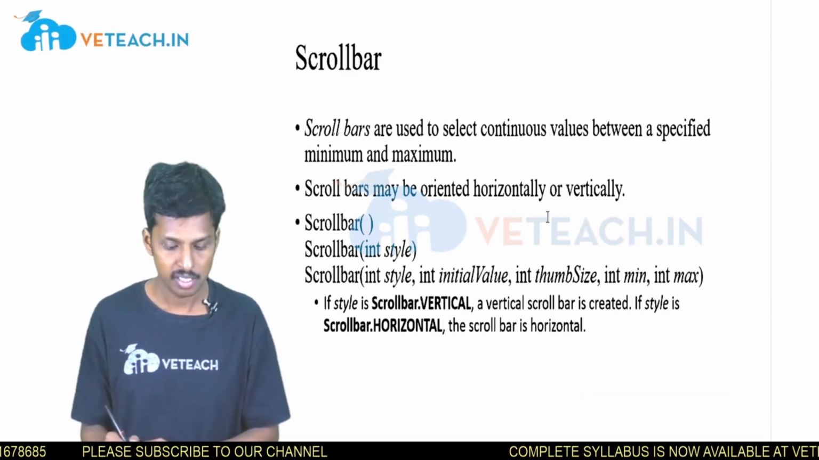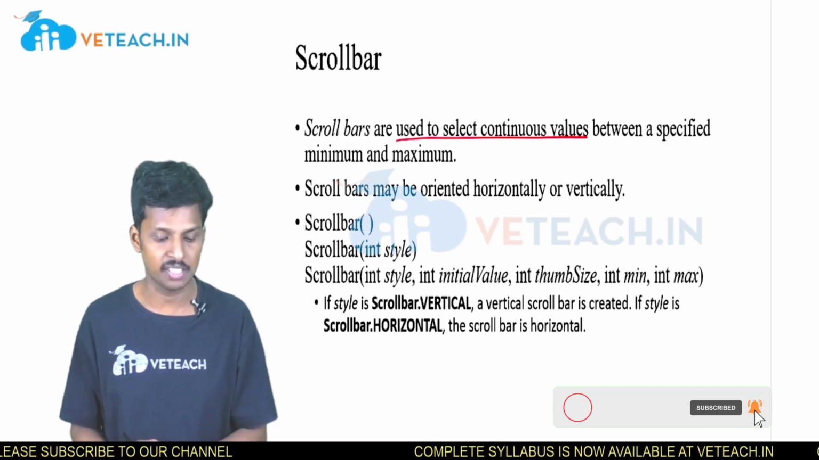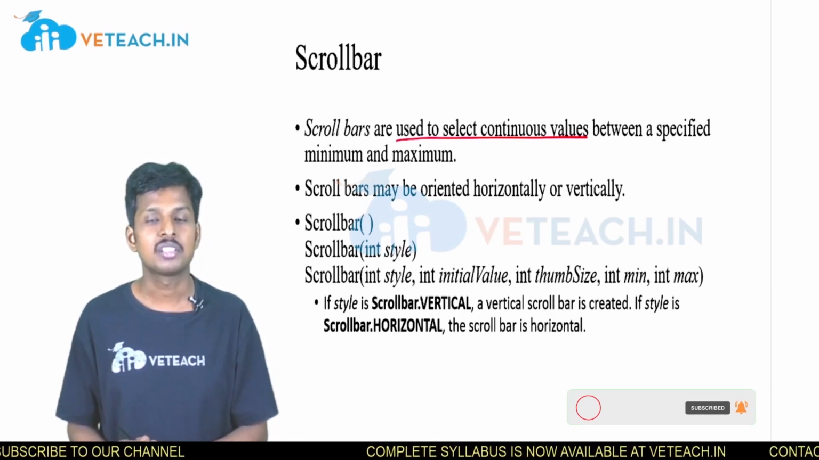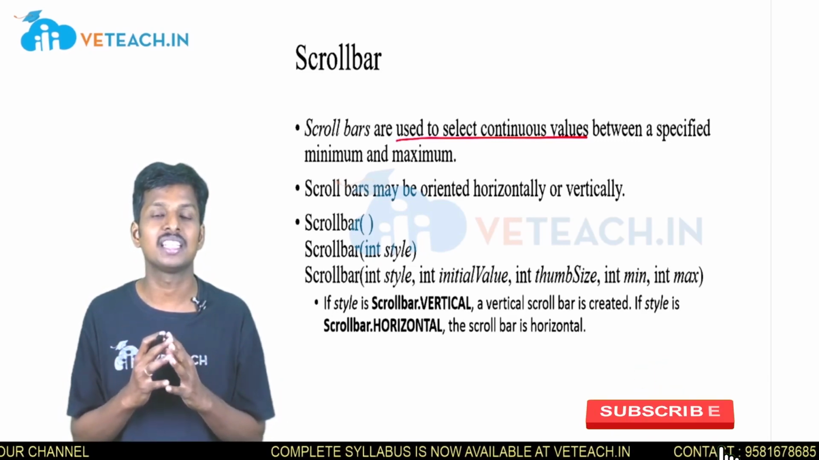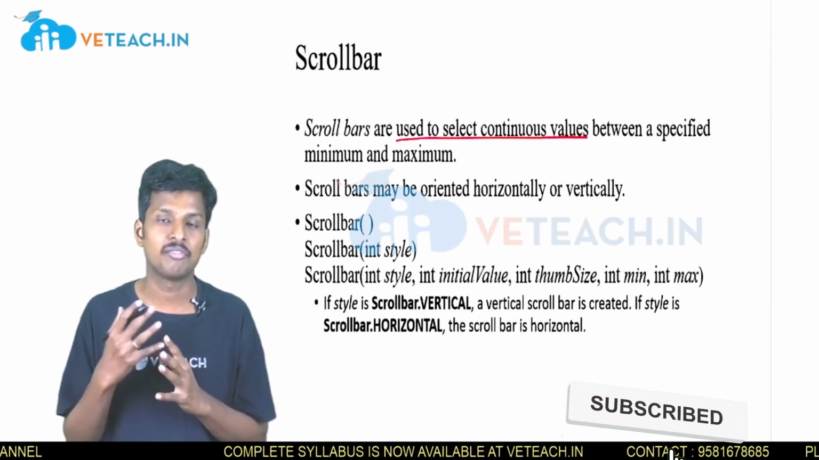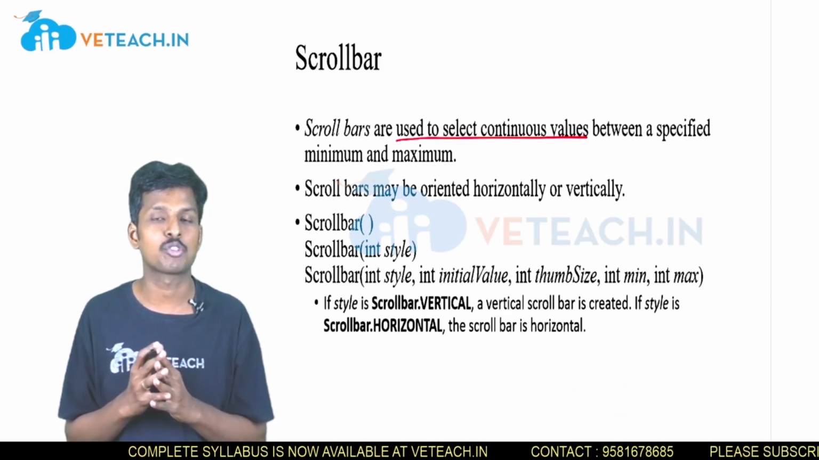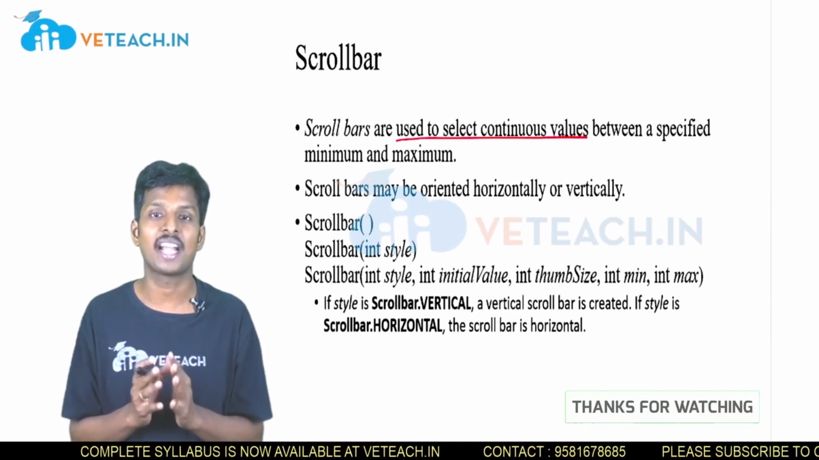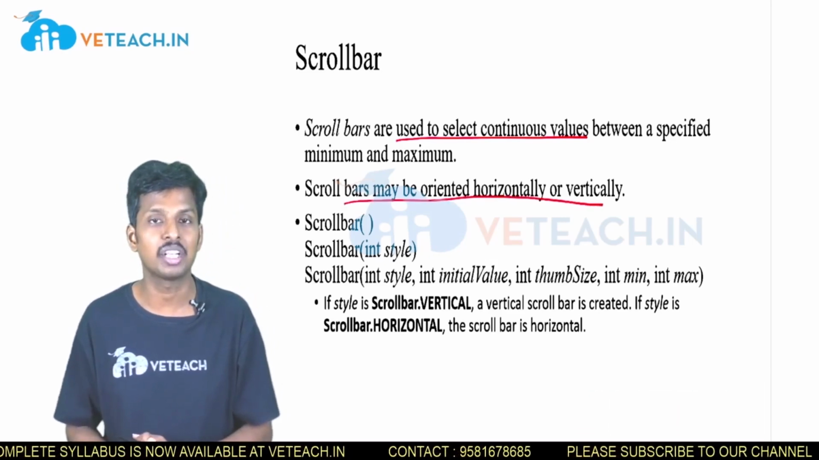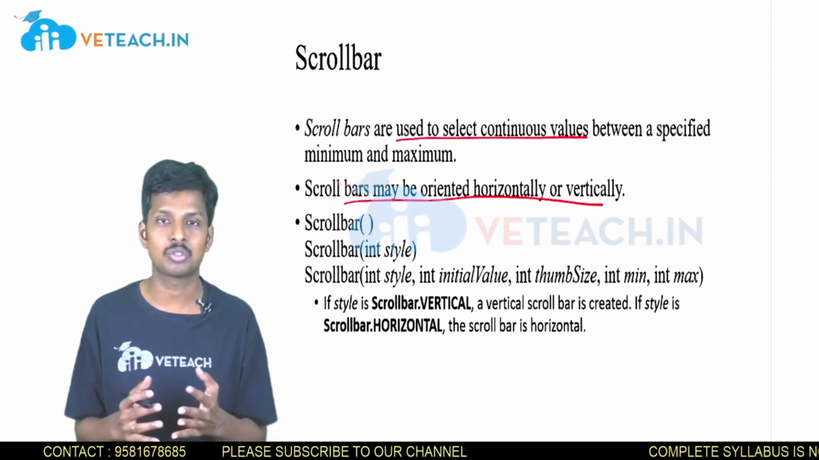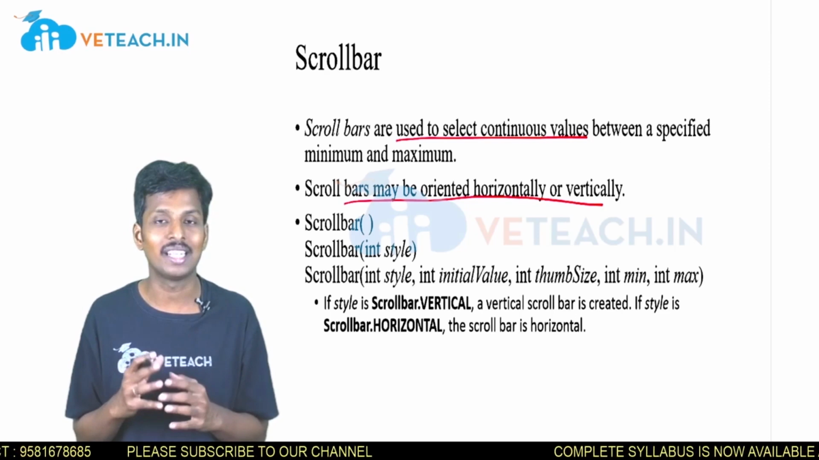What is a scroll bar? Scroll bars are used to select continuous values between a specified minimum and maximum. Generally, for every window that is opened up, based on the content present in that window, scroll bars will be automatically populated. Here we have different types of scroll bars, like horizontal scroll bars and vertical scroll bars. Scroll bars may be oriented horizontally or vertically. In Java also, according to the requirement, we can place either a horizontal scroll bar or a vertical scroll bar.